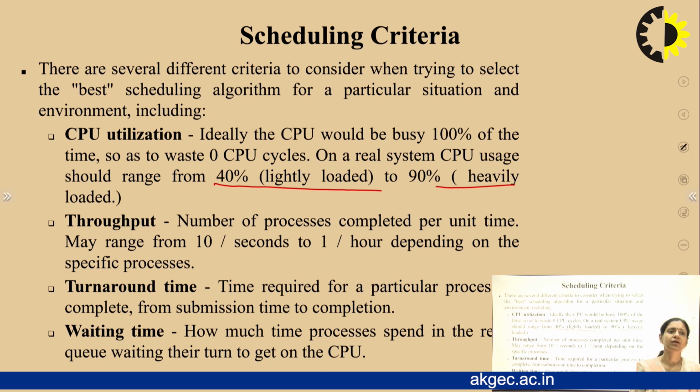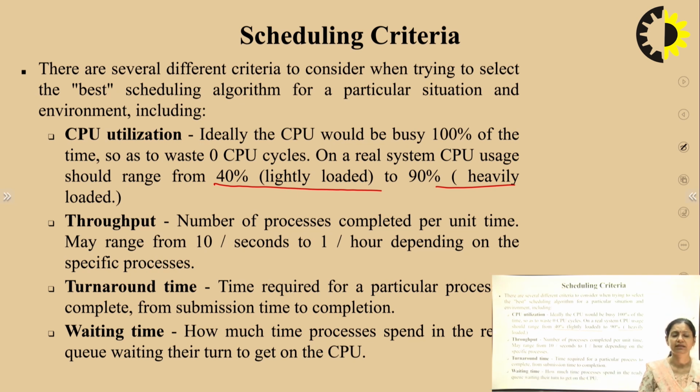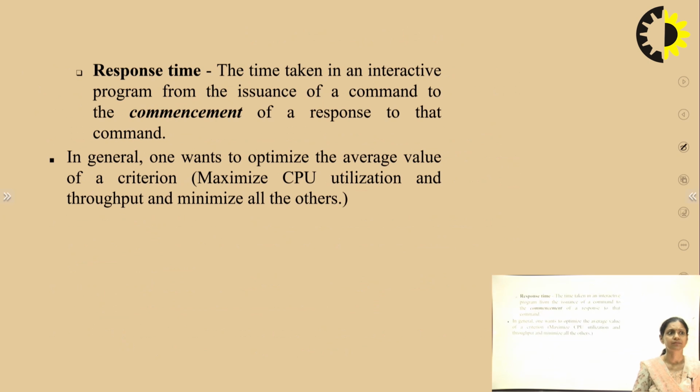Throughput is the number of processes completed per unit time, which may range from 10 per second to 1 per hour. Turnaround time is the time required for a particular process to complete, from the submission time to the completion time. Waiting time is how much time the process spends in the ready queue waiting for its turn on the CPU. The next one is response time, the time taken in an interactive program from the issuance of a command to the commencement of the response.